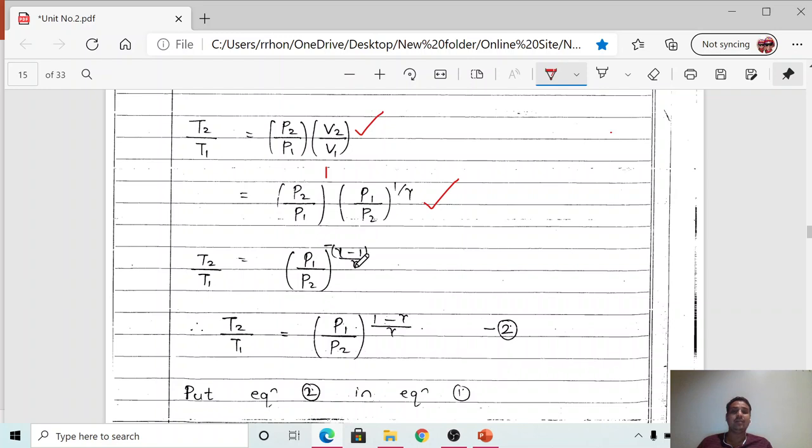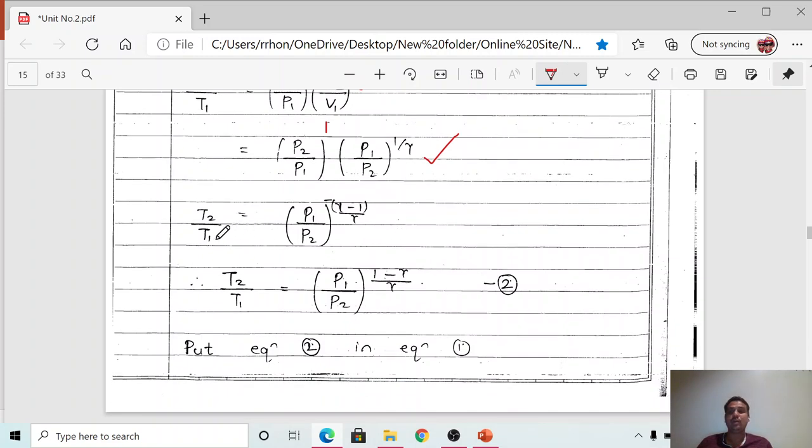This comes because of the cross multiplications of this particular power. So we have the further equation T2 by T1 is equal to P1 by P2 raised to the power, because this minus multiplied to this bracket, this plus gamma becomes minus gamma, and minus 1 becomes minus minus plus. So 1 minus gamma divided by gamma, and this will be equation number 2. Okay, so hope you understood equation number 2.